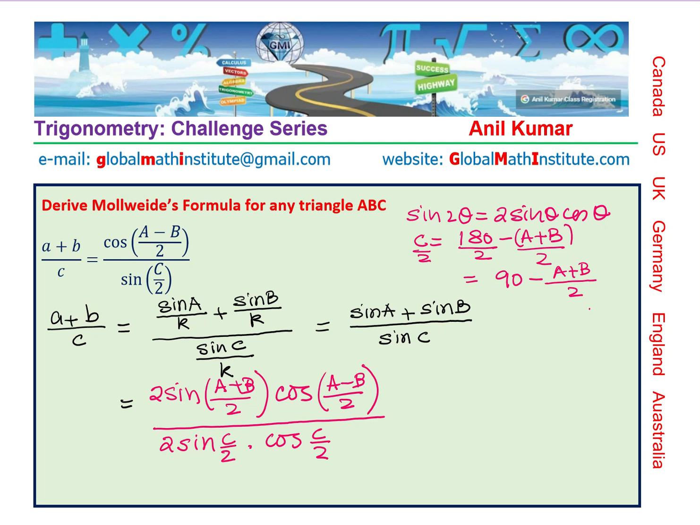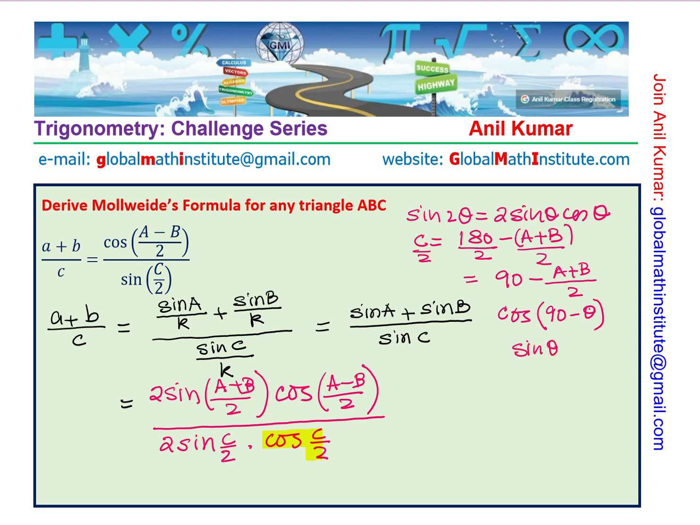Now we have this expression which is cos of C by 2 here, which we don't want since we need sine of C by 2, which is already there. So we have to remove cos C by 2. Now here you see, what is cos of 90 minus theta? Cos of 90 minus theta is sine theta. Perfect. So we are going to use these two concepts to get our final result.